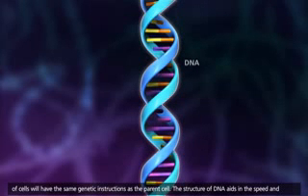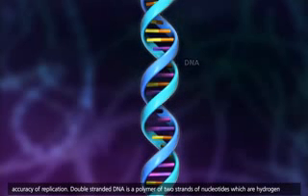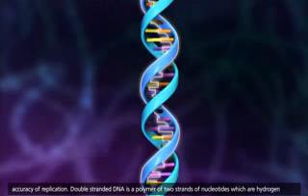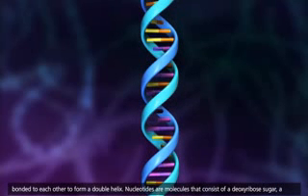The structure of DNA aids in the speed and accuracy of replication. Double-stranded DNA is a polymer of two strands of nucleotides which are hydrogen bonded to each other to form a double helix.